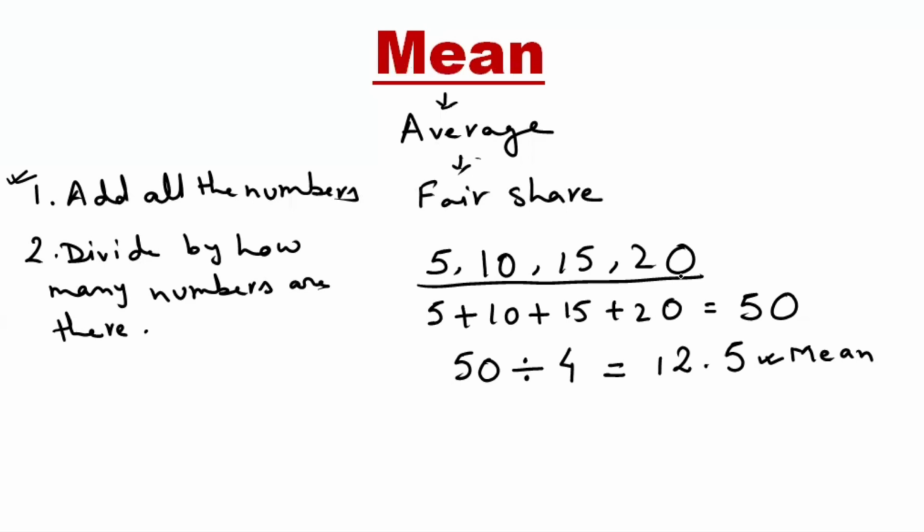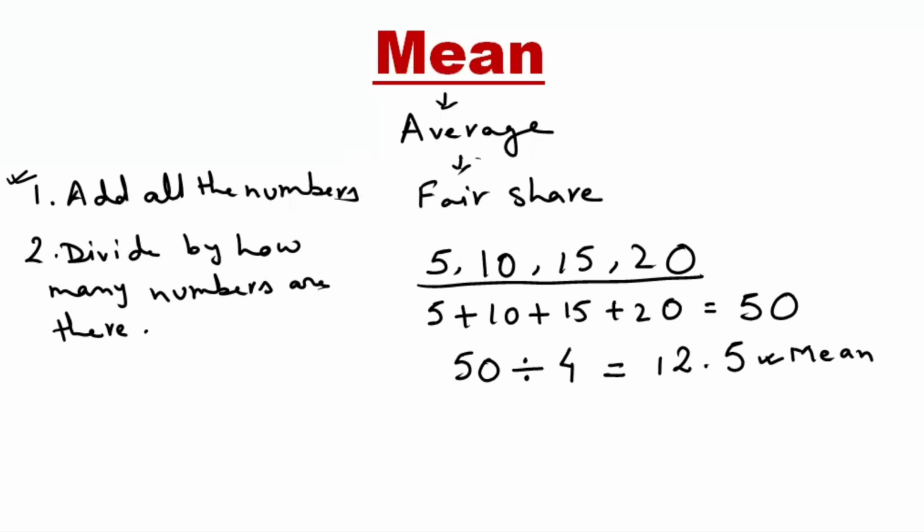So the mean can be a decimal, and that is perfectly okay. It does not have to be a whole number. The mean can be a decimal as well. Okay, do you understand how we can find the mean? First we have to add all the numbers, then we have to divide by how many numbers there are. I hope this is clear.